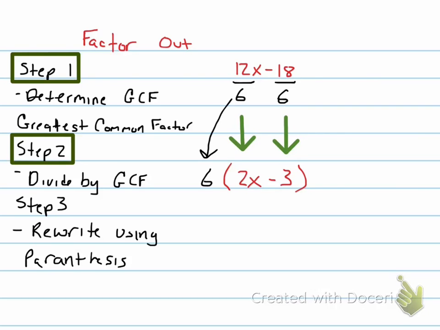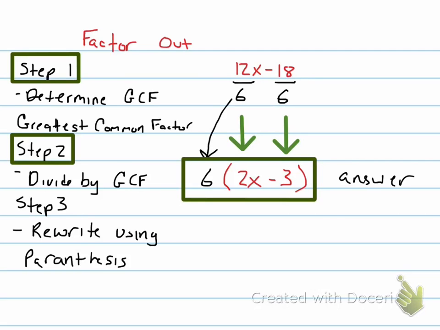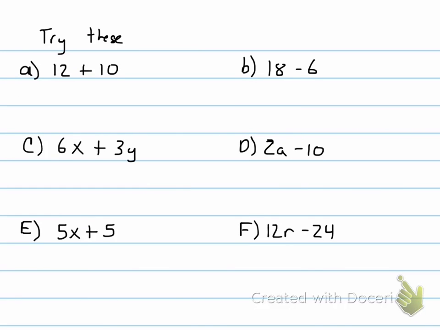So that's my answer. So rewrite using parentheses. Let me box this in for you guys so you could see your answer. Alright? So that's it. 6, and if I checked it, 6 times 2 is 12x, good, minus 6 times 3 is 18. It works. I'll pause here. So I'd like you guys to try these. I'll give you a few minutes to try these.